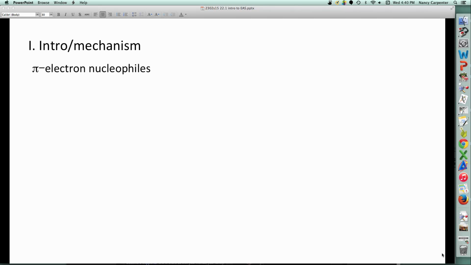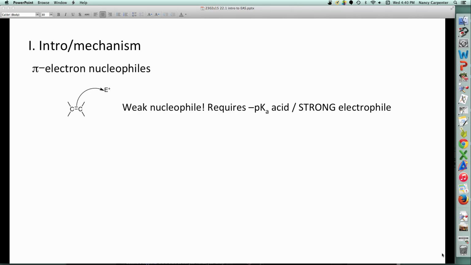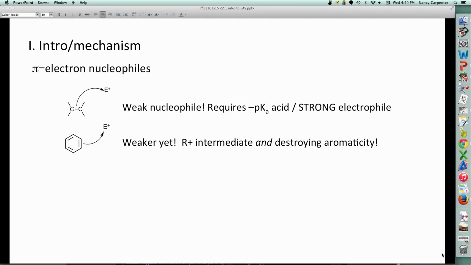So we are well familiar with nucleophiles that are pi electrons. That's one of the first set of nucleophiles we learned. Remember way back when we were looking at some alkenes and we determined that they could add extremely strong acids, acids like sulfuric acid or HCl that have negative pKa's. Well, now we're finally going to look at those pi electrons that we have completely ignored for 14 weeks, the pi electrons in an aromatic ring. They are even weaker nucleophiles than alkenes and alkynes. They do not want to react.